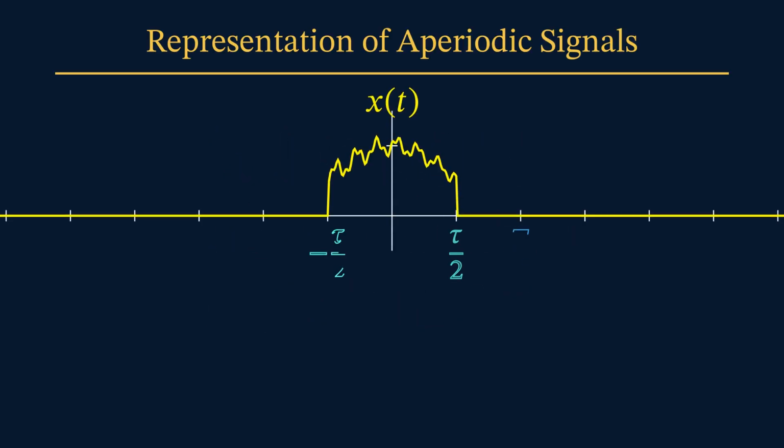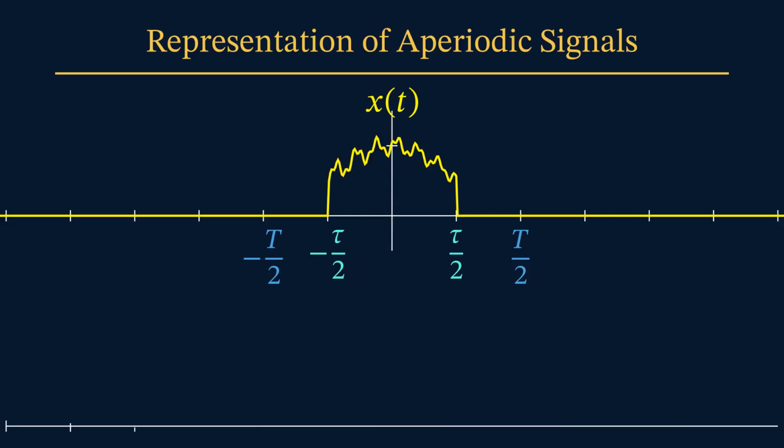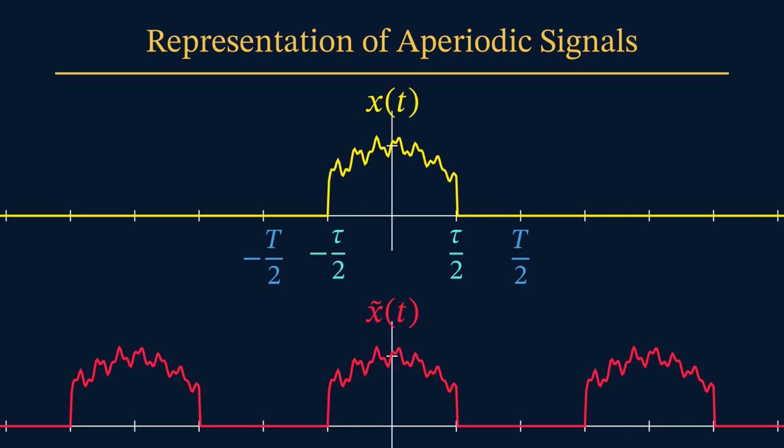In particular, consider a signal x of t that is of finite duration. That is, for some number tau over 2, x of t is equal to 0 if the absolute value of t is greater than tau over 2, as illustrated in the figure at the top. From this aperiodic signal, we can construct a periodic signal x tilde of t for which x of t is 1 period, as indicated in the figure at the bottom.